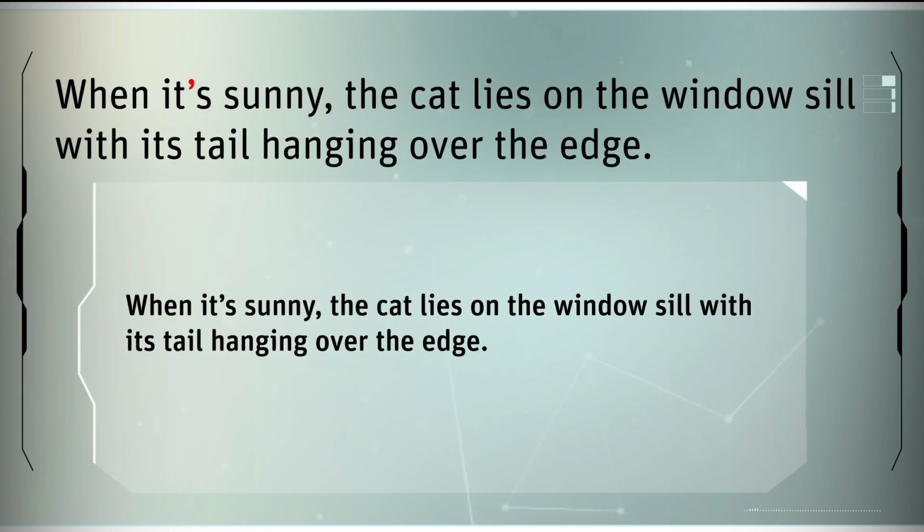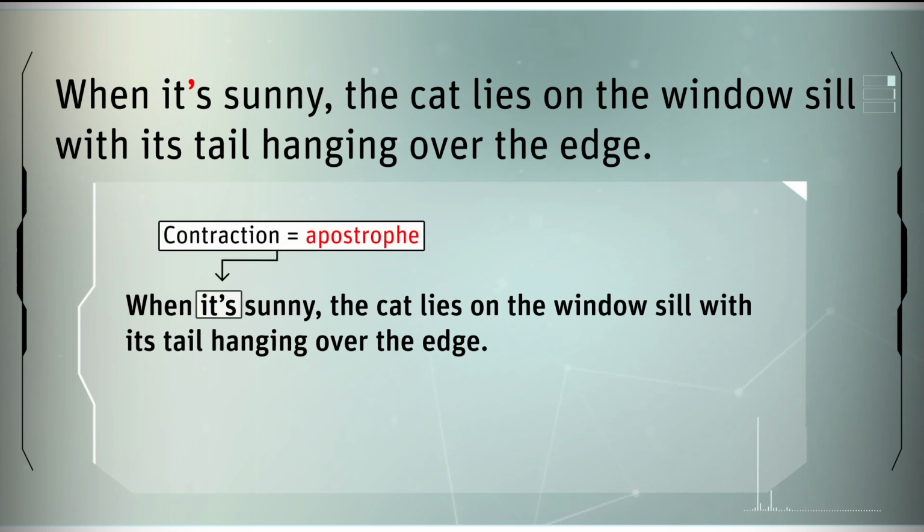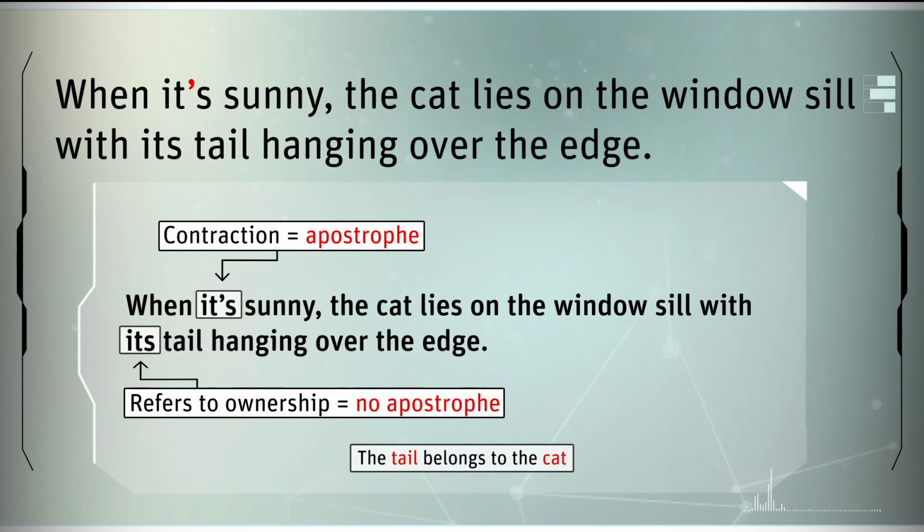Here is a longer example. The first its can be changed to it is, and it still makes sense. So we add an apostrophe. The second its refers to the ownership of the tail by the cat, so we don't use an apostrophe.